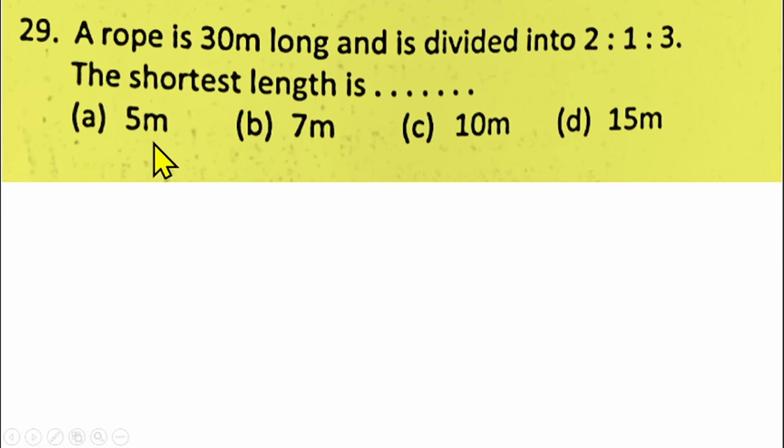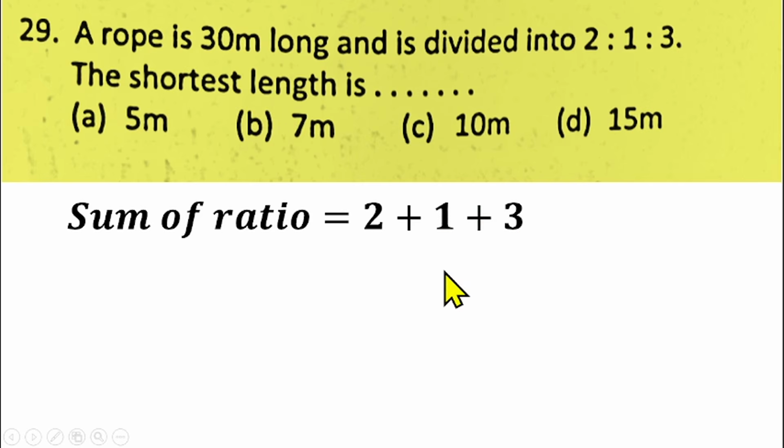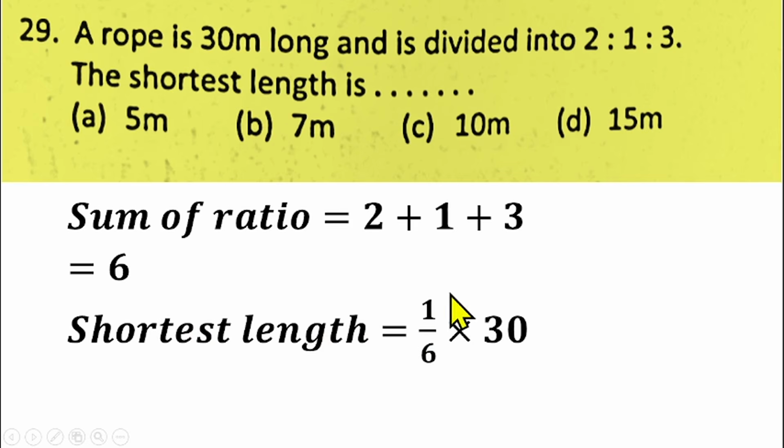Question 29 is from ratio. A rope is 30 meters long and is divided in the ratio 2 to 1 to 3. You have to find the shortest length. So what do you do? You sum the ratio first. That will give us 6. Then the shortest length will have the smallest ratio, that will be 1. The shortest length will be 1 over the total ratio multiplied by the length of the rope, and that should give us 5 meters, which is option A.